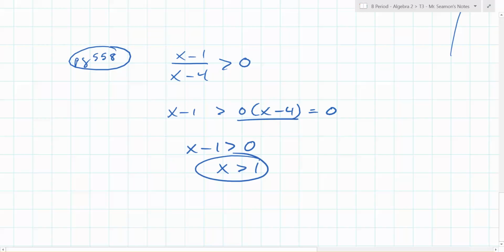X is greater than 1. The thing about that is, whenever you start multiplying by 0 like this, you might run into something that might not work. So if X is greater than 1, let's test something here. Let's see if it works.